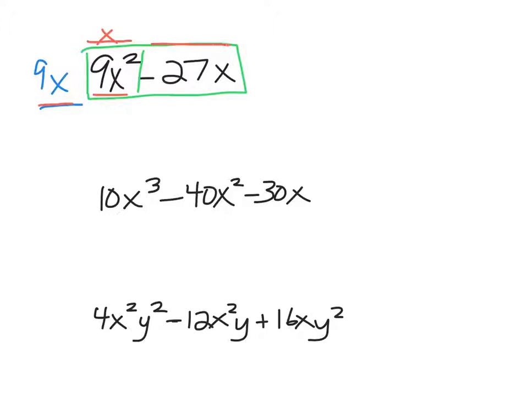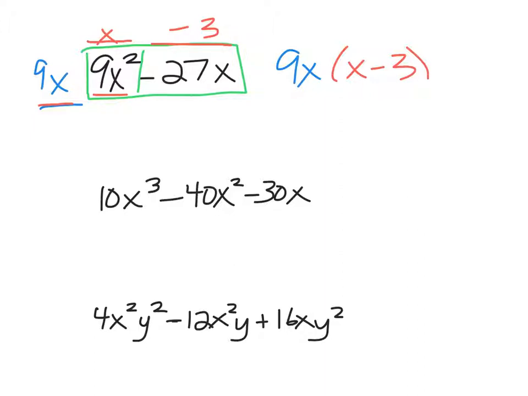Going to the next box, I say what times 9x is negative 27x? Negative 3. And then my final answer is to write the side, 9x, times the top, x minus 3. And if I wanted, I could distribute that out to make sure that I got it correct.